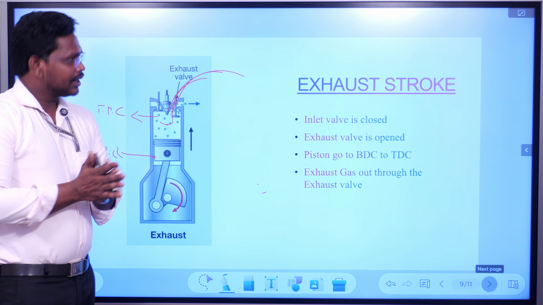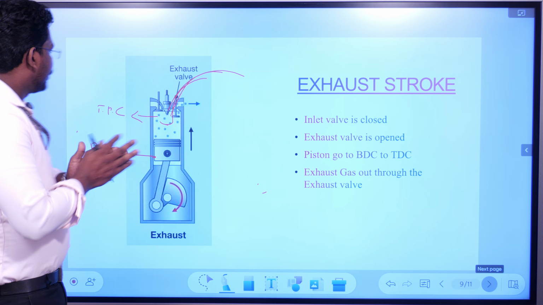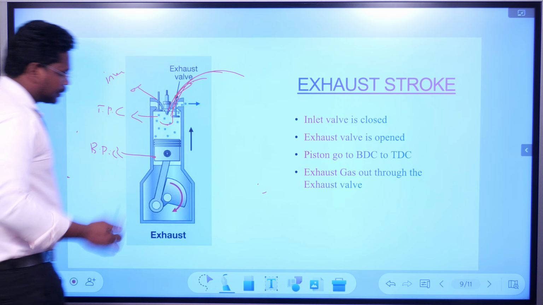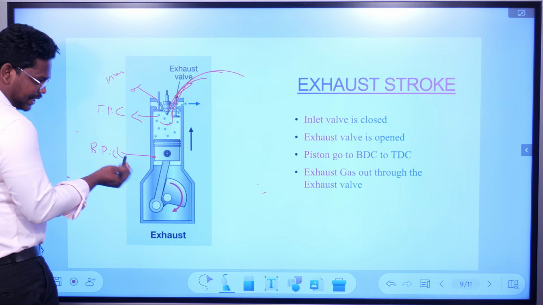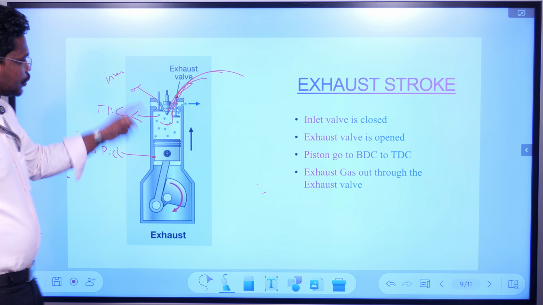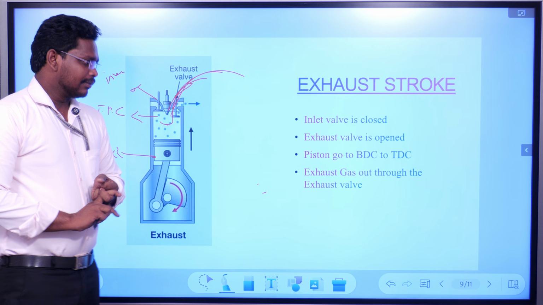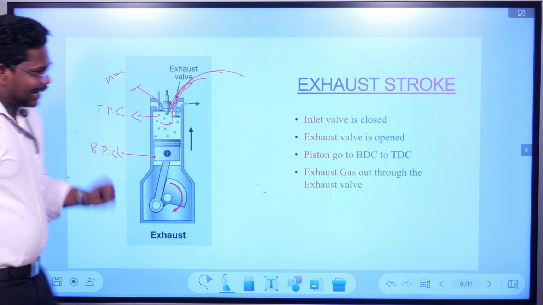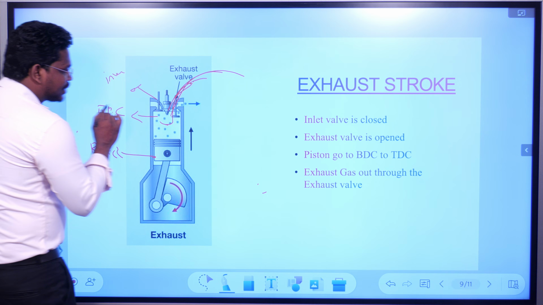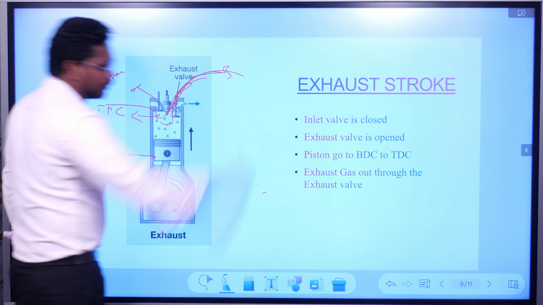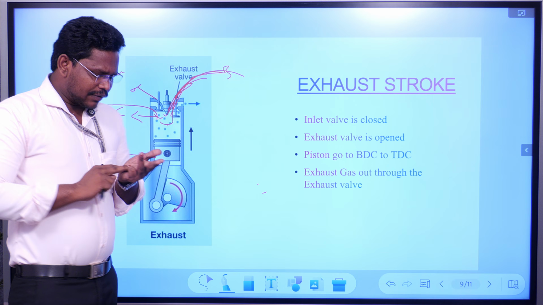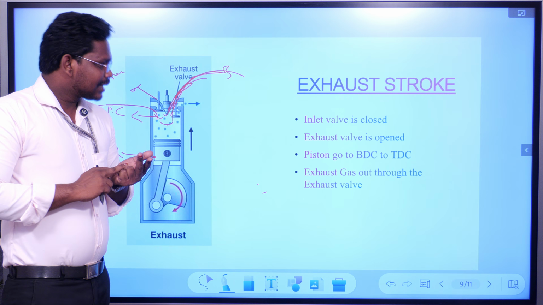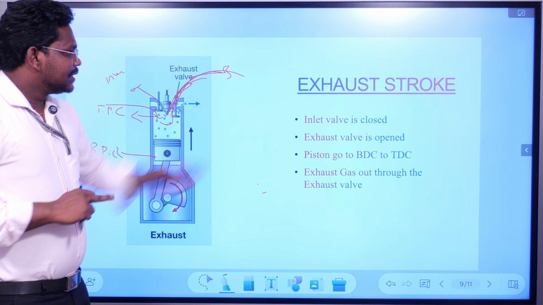Next, the exhaust stroke, very important, and the last stroke. The inlet valve is closed and the exhaust valve is open, and the piston moves from bottom dead center to top dead center. The exit gas, the waste gases, goes out through the exit valve. This is a CI engine. The difference between SI and CI: SI is spark ignition, CI is compression ignition, that is, petrol engine and diesel engine.